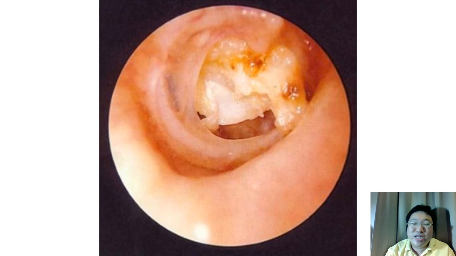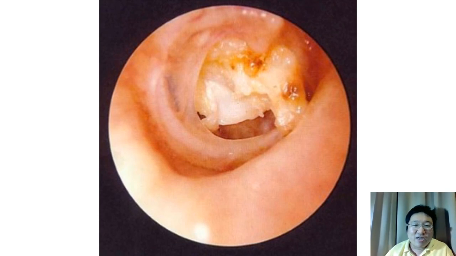And what about Rinne? For the Rinne test, we put the tuning fork at the mastoid process, which will produce bone conduction, real bone conduction. So on the right side, I have a problem with the external or middle ear, right? So bone conduction is okay, but when I move the tuning fork to beside the ear, I will not hear anything, or the hearing is totally impaired.